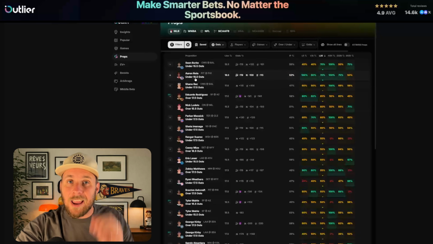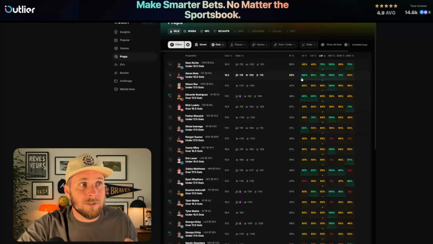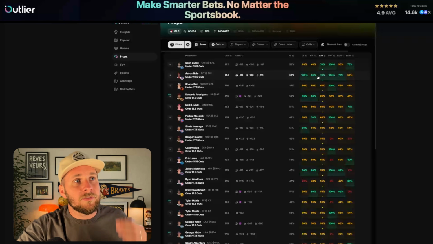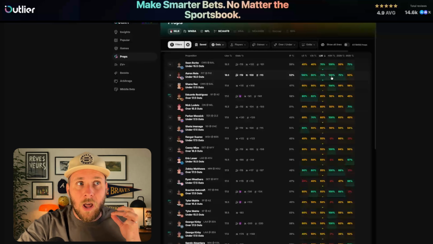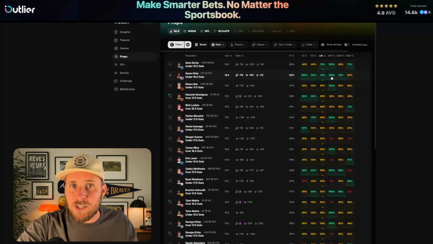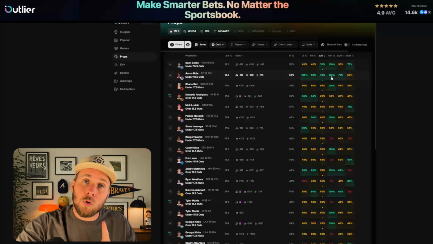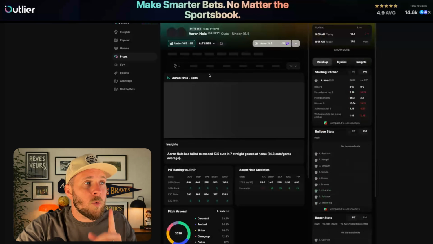So what we have here, all of these different pitchers going on for today, and I'm actually going to look at this Aaron Nola play because it really stands out to me. Has hit 100% over his last 5, 80% over his last 10, 70% over his last 20, but even 100% in his head-to-head matchups versus this opposing team. So let's go ahead and click into this and see what we get here.